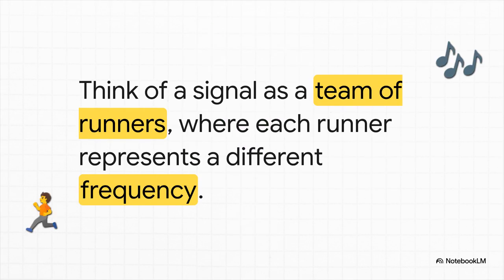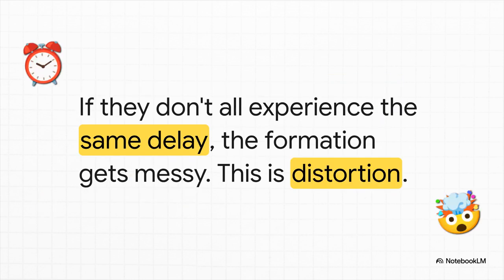I want you to picture a complex signal as a team of runners getting ready for a race. Each and every runner is a different frequency. You've got your low bass notes, your high treble notes, and everything in between, all lined up and ready to go. Now, for that signal to come out clean on the other side, all those runners need to stay in their original formation. But what happens if some runners get slowed down more than others?